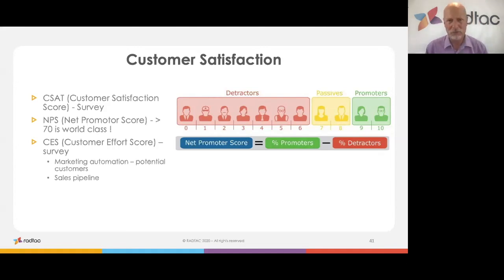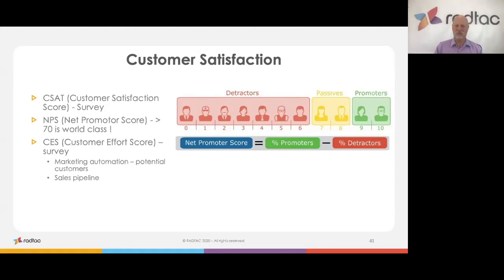And then what you look at is obviously who are your detractors, and if there's people who say, no, I wouldn't, who are your promoters, etc. I can't remember, I think RadTac is 75 or something like that for training. It's very, very high anyway. 70 is a world-class organisation. So NPS is a good thing to look at, customer satisfaction.